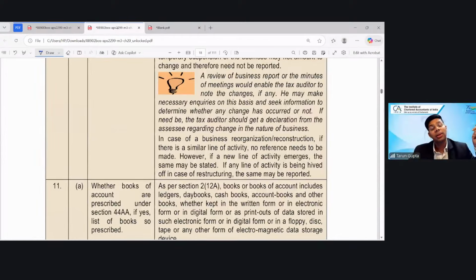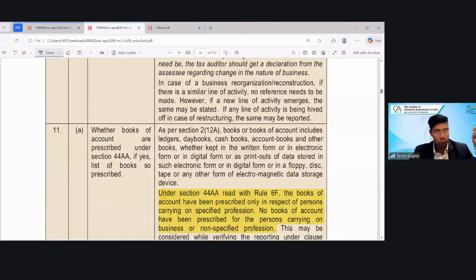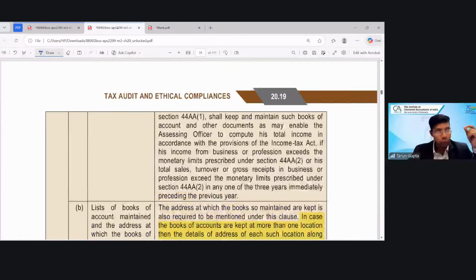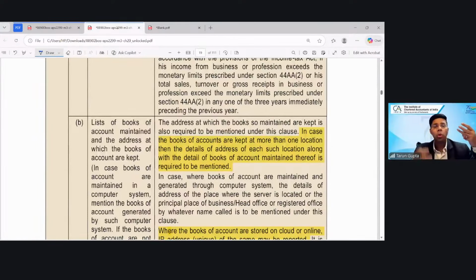You have to state whether the assessee was required to maintain books of account under 44AA or not. So you have to state this fact, whether the assessee is required to maintain. Then in clause 11, the books which you have examined. Not only this, you have to also state the place where these books are maintained, and if these books are maintained on a computer server.